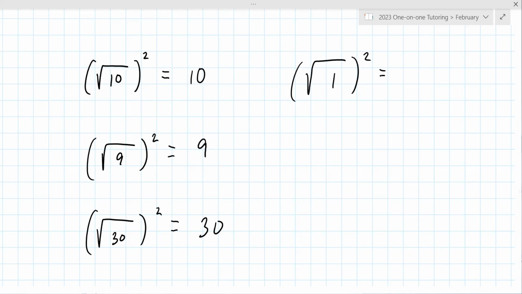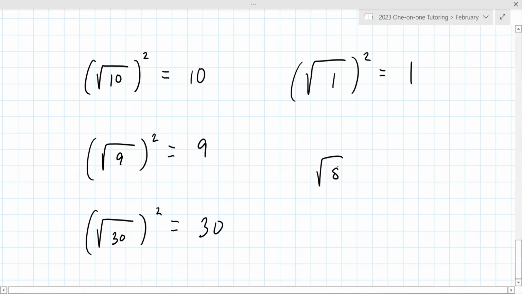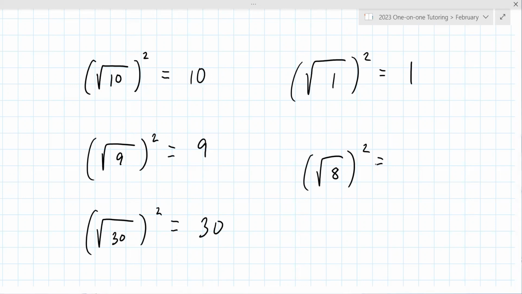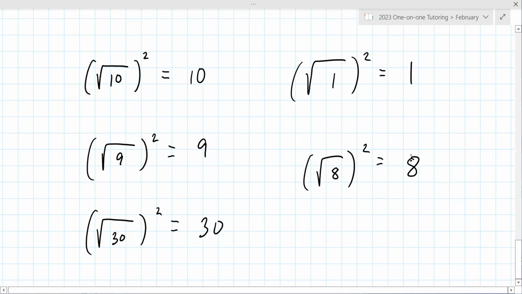One squared, it's just 1. How about the square root of 8 squared? That's 64. Try again. It's 8. I'm sorry about that. I was thinking of that. I have to use a square root, but I'm sorry.